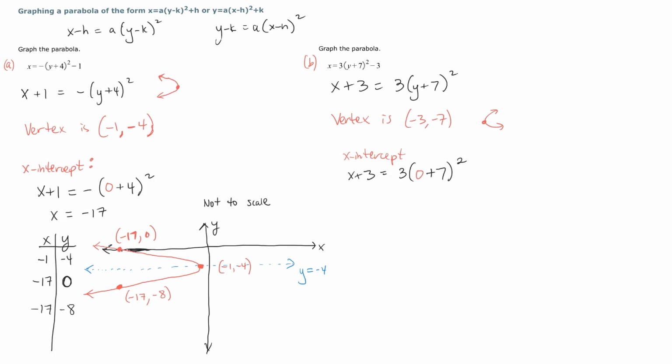Ooh, that number is huge. So 49 times 3, so 150 minus 3, so that is 147. Subtract 3 again, so we get x to be 144. Now let's make a t-chart. And we have -3, -7 as the vertex. The x-intercept's way out there. It's actually 144, 0. And it'll be nice to find that third point. Once again, I'm going to draw a graph that's not to scale.